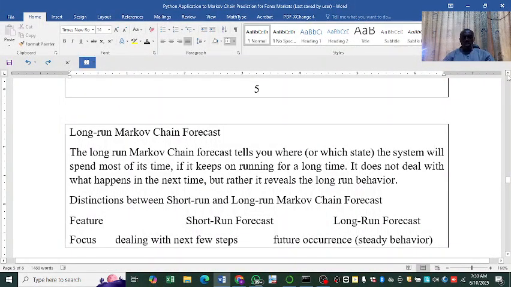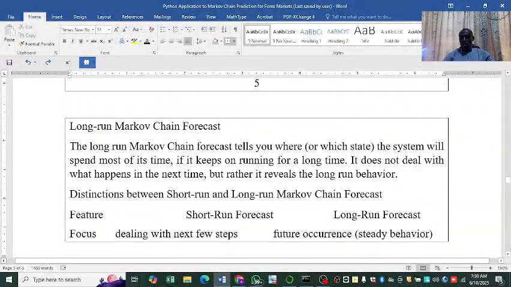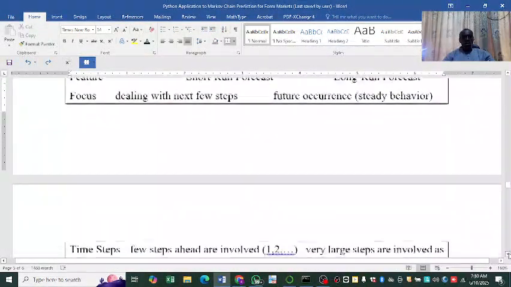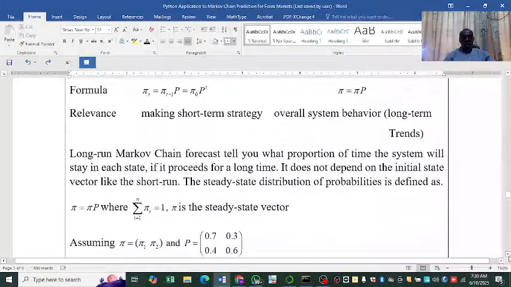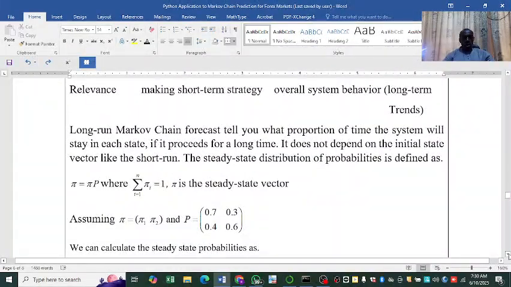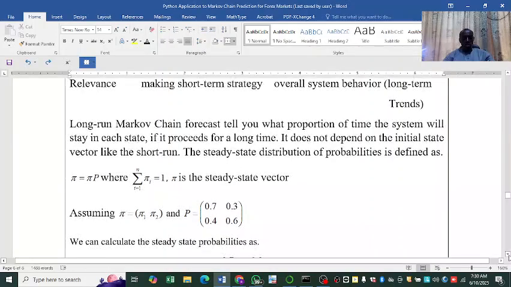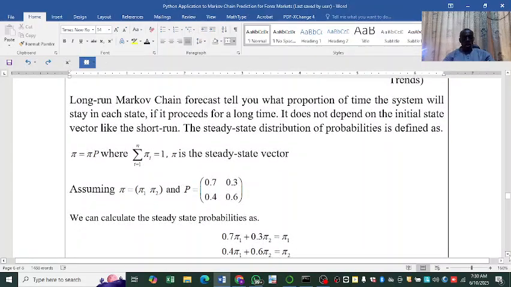Now we have the distinction between the short run Markov chain and the long run Markov chain as we have here. These are the differences between the long run and the short run. Now, let's quickly look at the long run. How do we implement the long run?